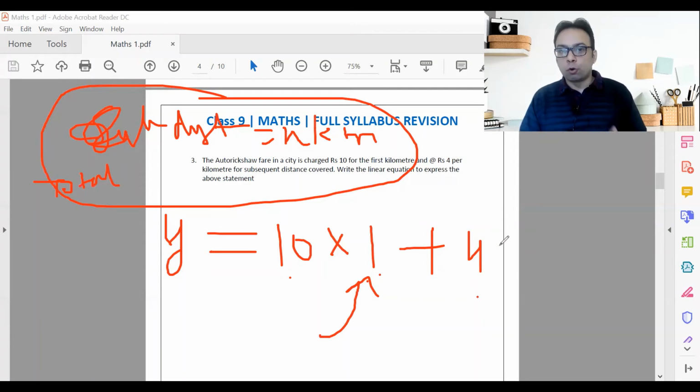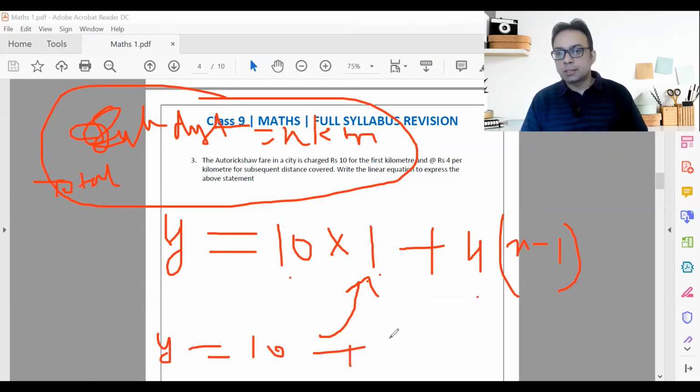So let's say 4 rupees for each subsequent kilometer. And how many kilometers do you travel? Now you will pay for x minus 1 and not x. That is the most important step here to learn. Right? So fixed charge already paid, variable depends on how much distance you traveled, but you will not pay for that kilometer again. So you can simplify this equation, y equals to 10 plus 4x minus 4.